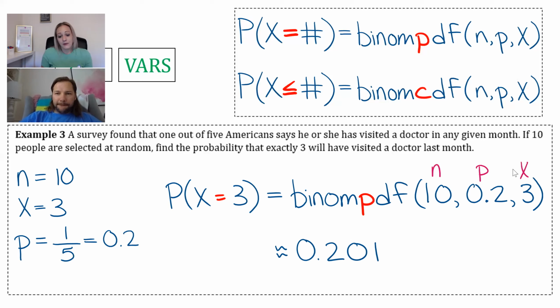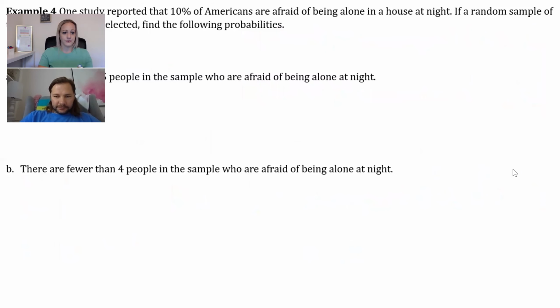Either way, you should be getting approximately 0.201 when you round to 3 decimal places. So about 20.1%. Do you have any questions on that one? No, that's good. Okay, so let's do another example.